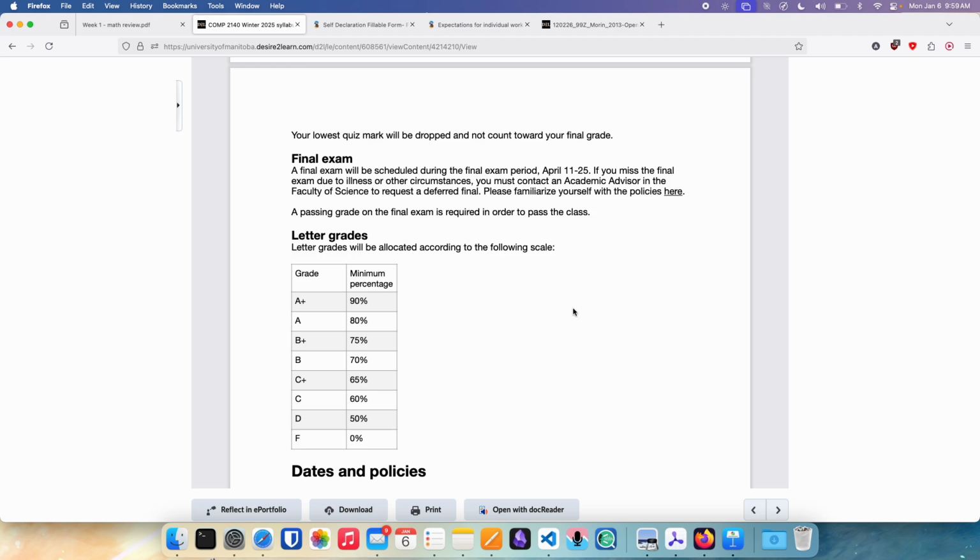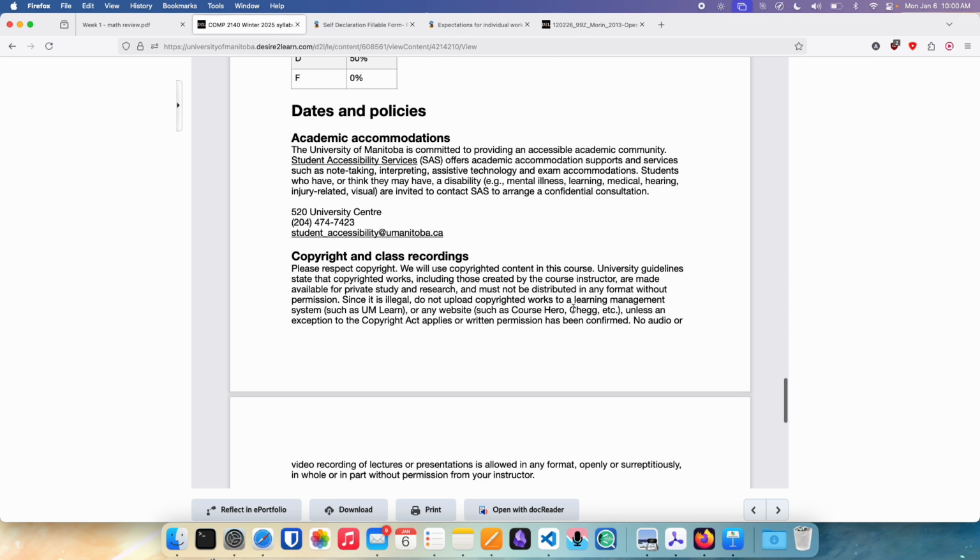So I think these are pretty reasonable cutoffs, but if you're scared that you won't reach that specific letter grade you want, keep in mind that they can be adjusted downwards. If you have any special accessibility needs, contact Student Accessibility Services, and they can provide services like having a volunteer note taker in the class, interpreting different environments for tests, and so on.